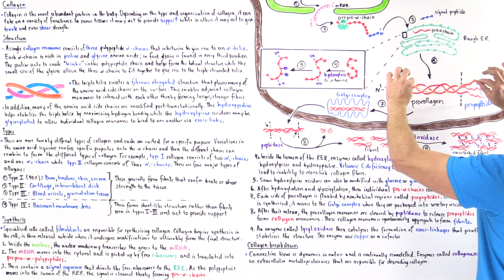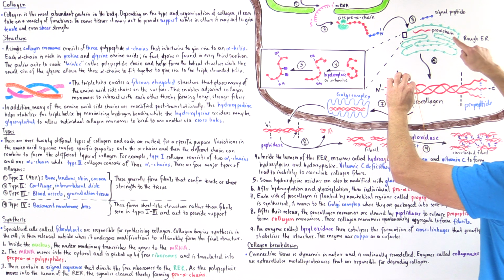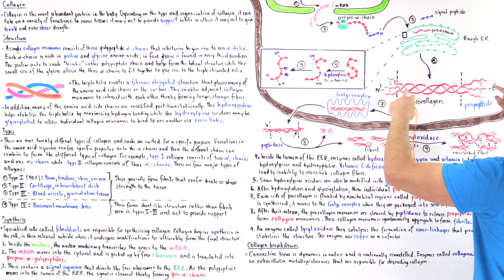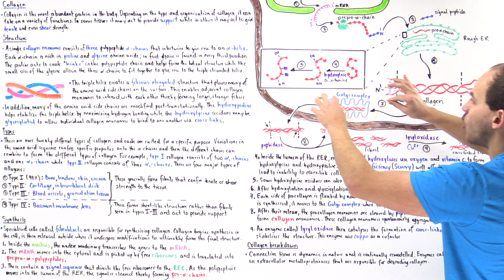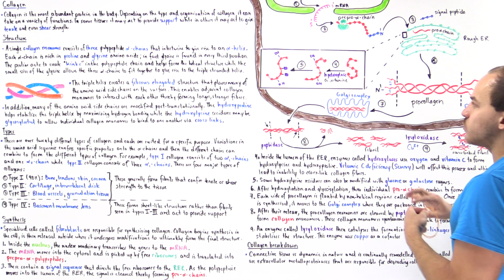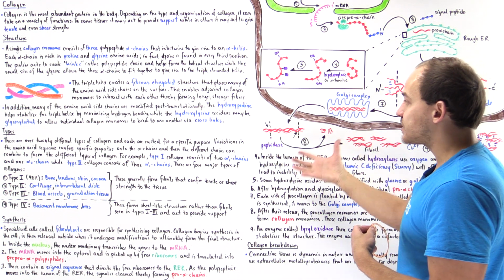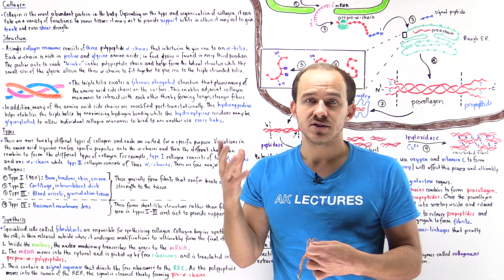So once we form the procollagen that consists of 3 individual pro-alpha chains being held together at the ends by these disulfide bonds, they then go into the Golgi apparatus where we form the vesicles, and we essentially release the vesicles outside via the process of exocytosis.